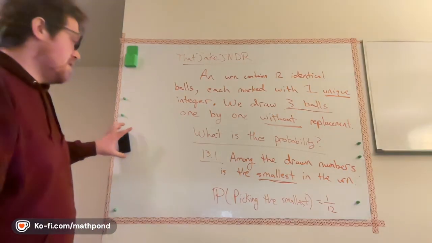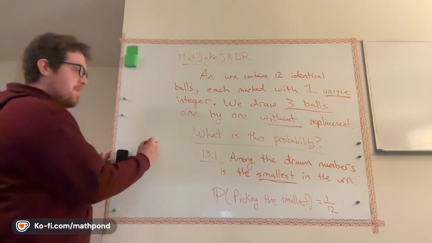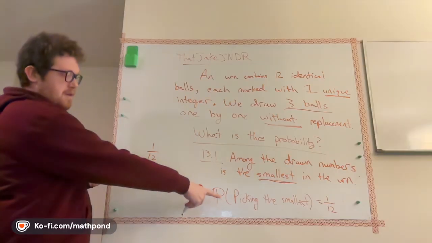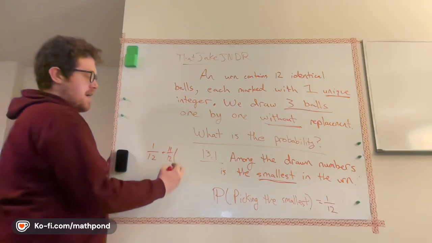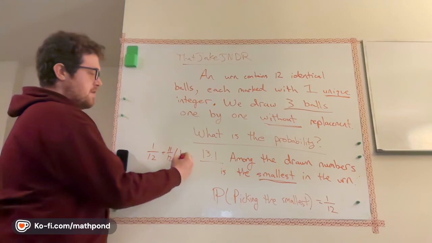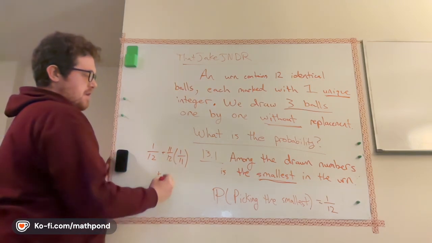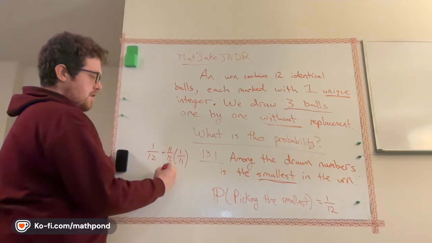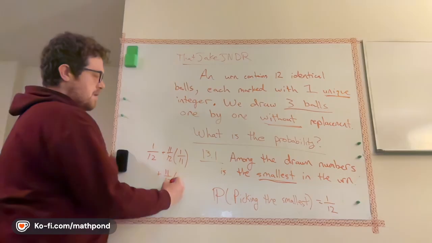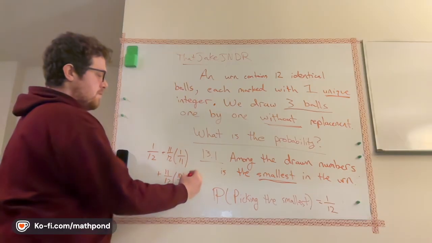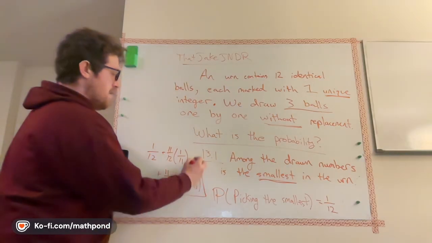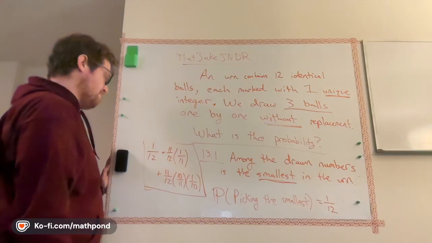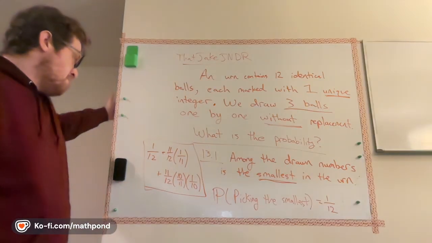But I'm guessing it should be about 1/12 to get it on the first one, plus 11/12 times 1/11 to get it on the second one, plus 11/12 times 10/11 times 1 out of 10 to get it on the third. And this, I believe, should be the answer. Oh, wait.